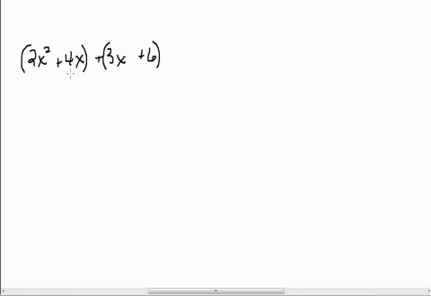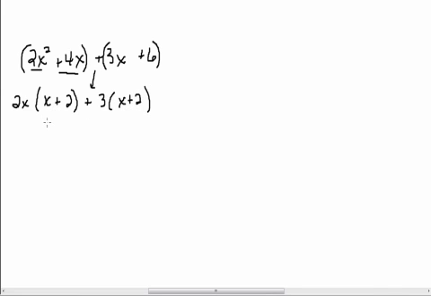Okay, so when I consider the 2x squared plus 4x, I do have a GCF, and it is 2x. So when I take a 2x out of 2x squared, I'm left with x, and when I take it out of 4x, I'm left with 2. Okay, let's bring down that plus sign. And I'm going to do the same thing with these 2 terms. Okay, I can take out a 3, and when I do that, I'm left with x plus 2.